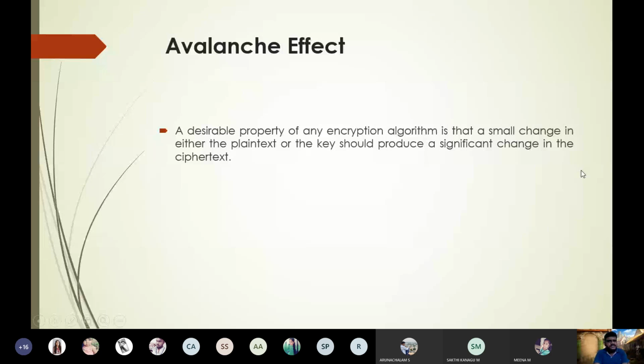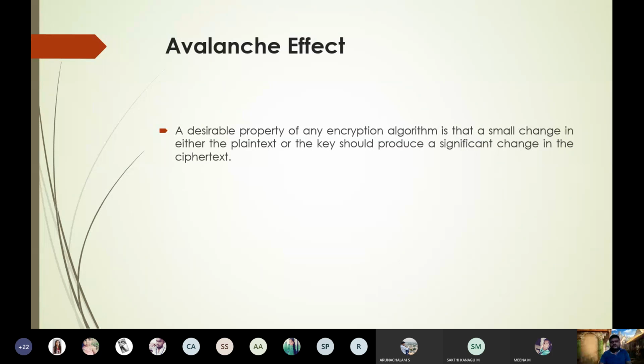What is meant by the avalanche effect? It is a simple one. If there is any change in the plain text or any change in the key, it will resemble in our ciphertext. This is known as the avalanche effect. This is a very important 2 mark question from your second unit. That change will resemble in your ciphertext also.